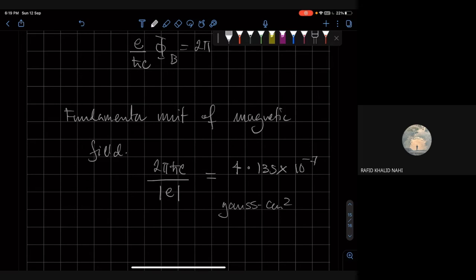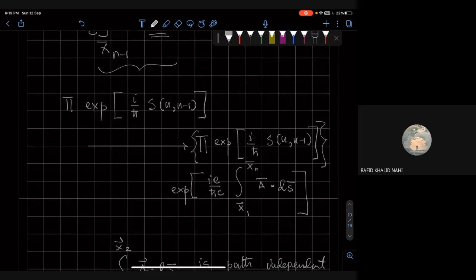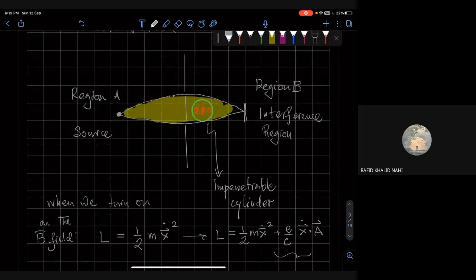Sir, it would be nice if you could summarize in short the whole of the Aharonov effect. Yeah. So, let's go to the picture first. If there was no magnetic field, there would be some interference pattern here, right? Between the electrons going through this way and this way.